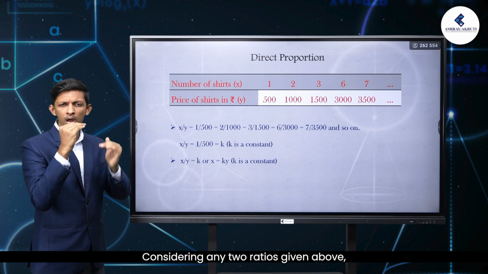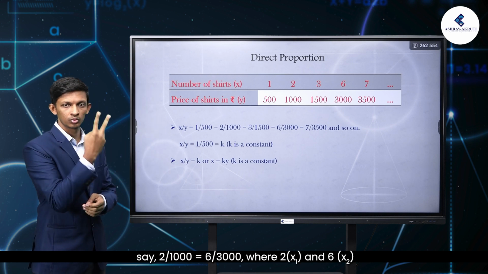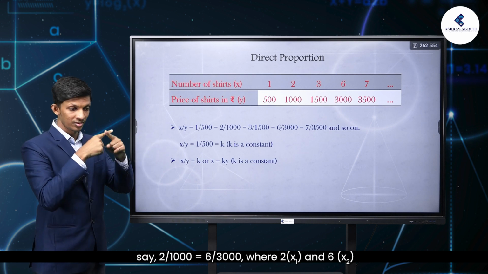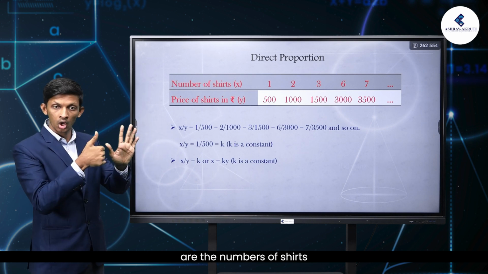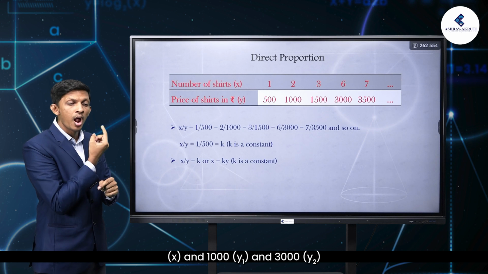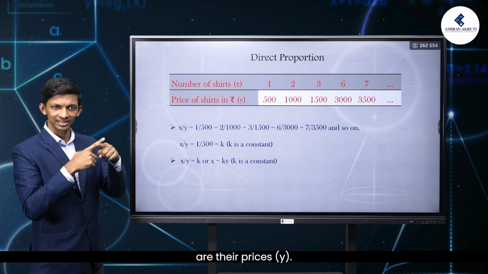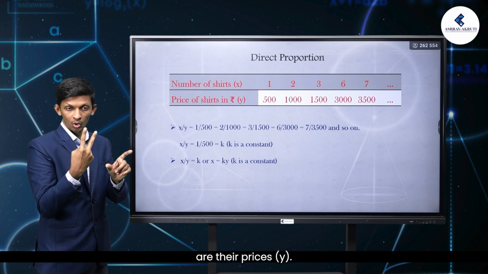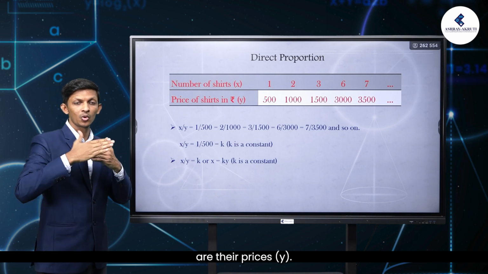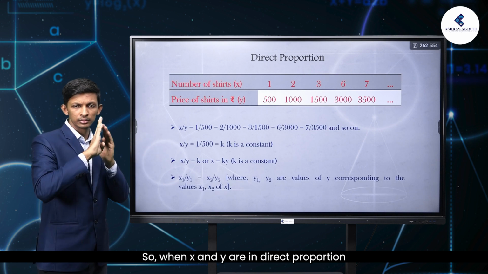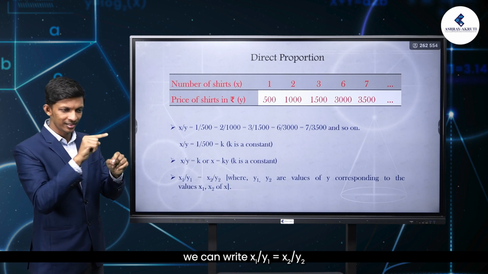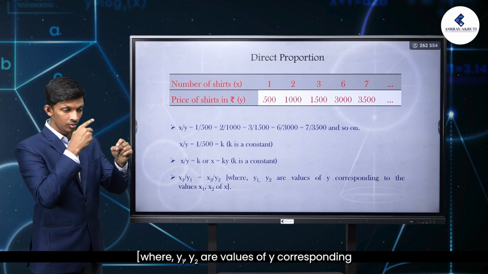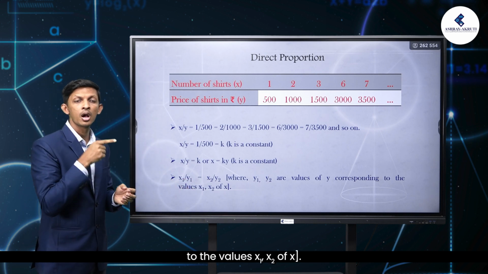Considering any two ratios given above, say 2 by 1000 is equal to 6 by 3000, where 2 or x1 and 6 or x2 are the number of shirts denoted as X and 1000 or y1 and 3000 or y2 are their prices denoted as Y. So when X and Y are in direct proportion, we can write x1 by y1 is equal to x2 by y2, where y1, y2 are values of y corresponding to the values x1, x2 of x.